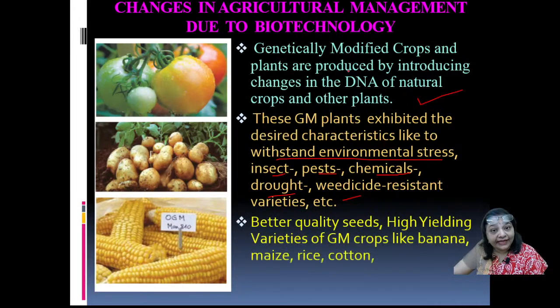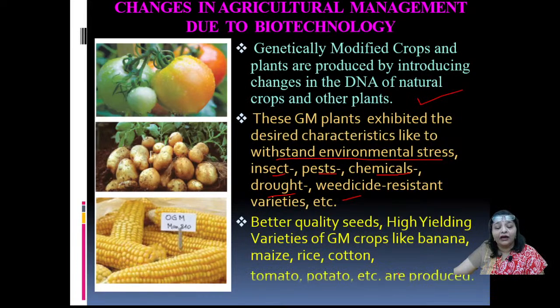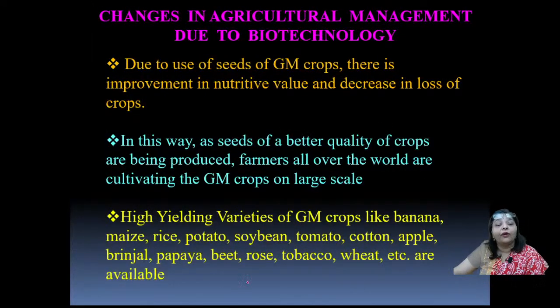Right, better quality seeds, high yielding varieties of GM crops like banana, maize, rice, cotton, potatoes, corn, all these different types of plants can be produced with better quality and good quantity. Now, due to the use of seeds of GM crops, there is improvement in nutritive value, see, look at this, and decrease in the loss of crops, which is very, very important nowadays because we need lots of food supply, isn't it? As the population of human beings is rising higher and higher.